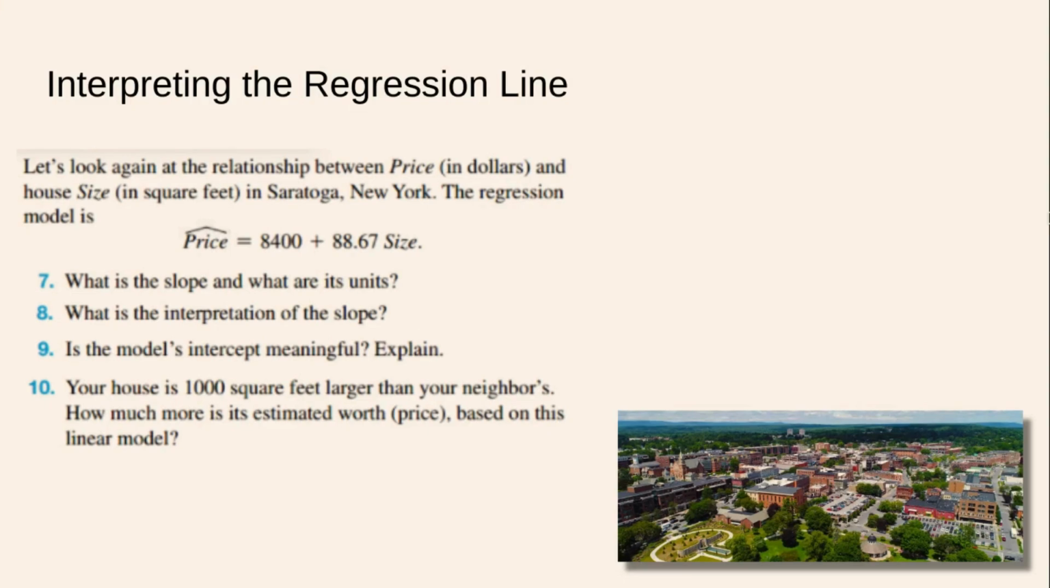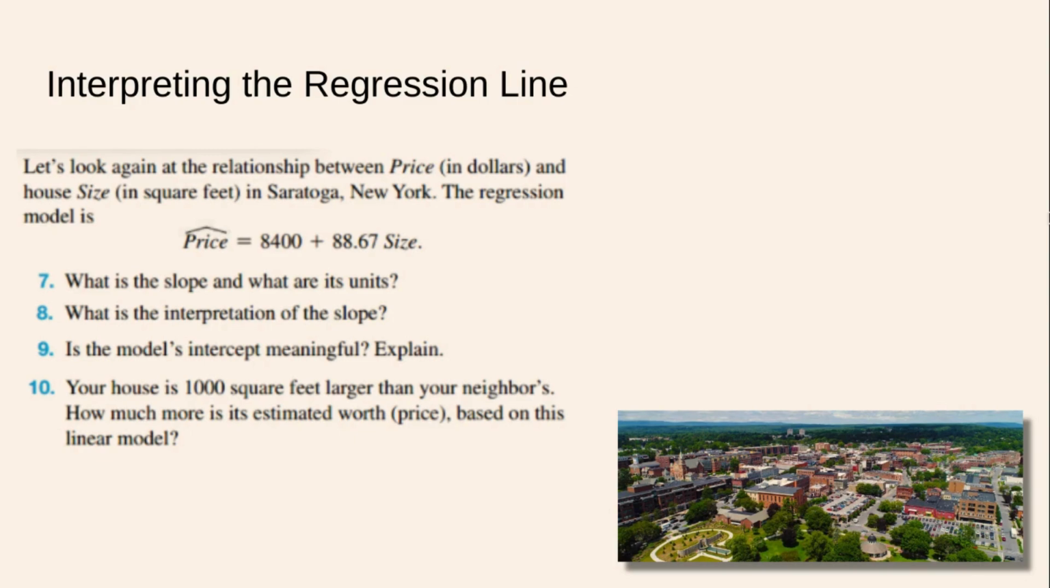So here we're going to apply the skill of interpreting a regression line. We're going to look again at the relationship between the price in US dollars and the house size in square feet in Saratoga, New York. And the regression model is the same as before. So first question, actually seventh question if you're counting, what is the slope and what are its units? This is number 7 because we did numbers 1 through 6 in the last section, if you're still curious.